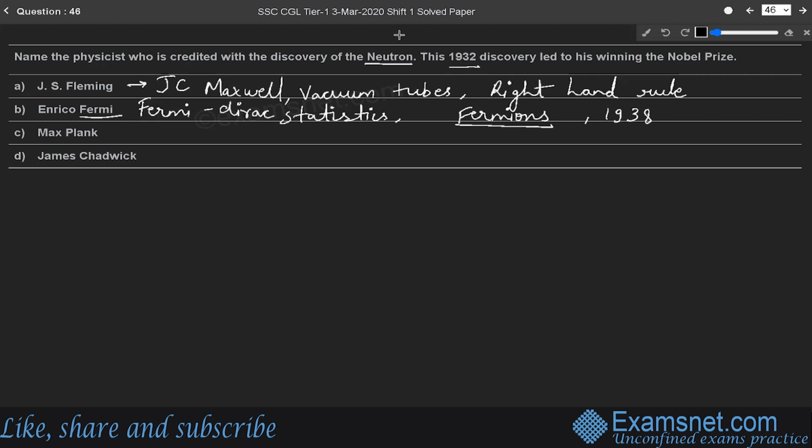Next is Max Planck. He gave us the quantum theory of modern physics. Also, he received Nobel Prize for that in the year 1918. And he also contributed to the study of black body radiation.